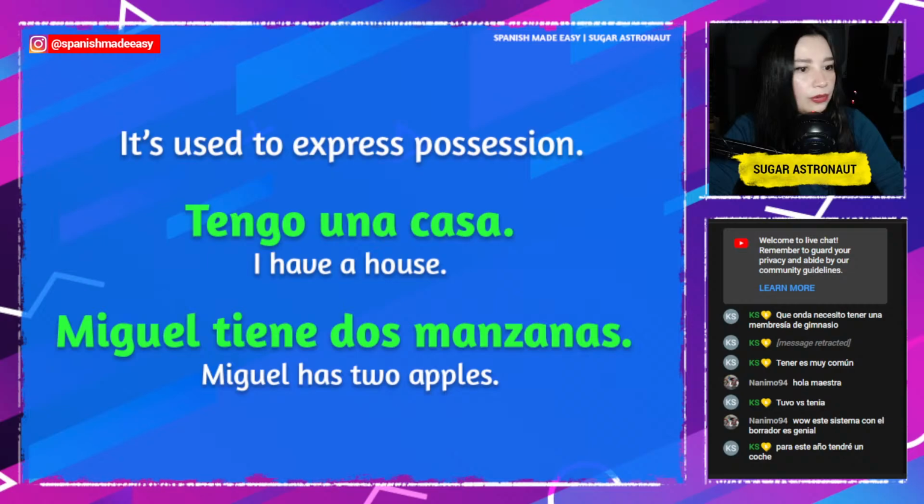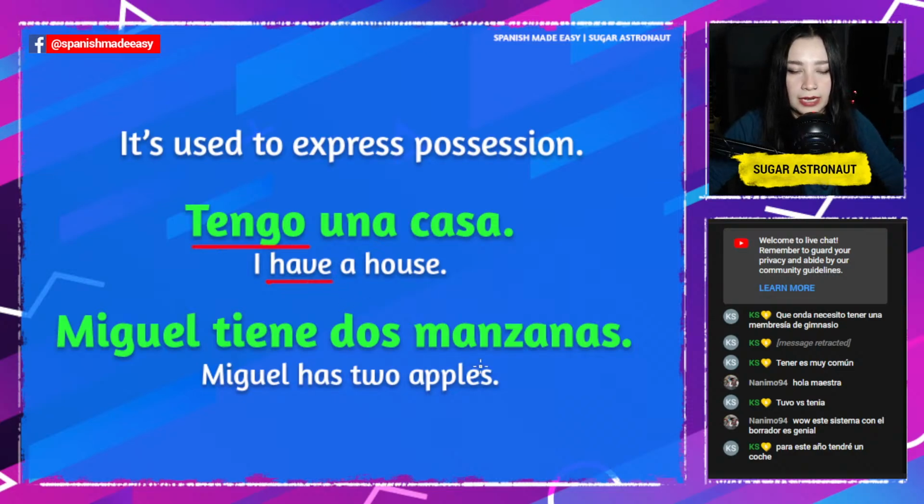Okay, so you use tener when you have to express some possession, something that belongs to you. Or you're having, okay? You're holding something, or you have a possession. For example, I could say, tengo una casa. Tengo una casa. Tengo, this is the verb tener, conjugated, of course. Yo tengo. And that means I have.